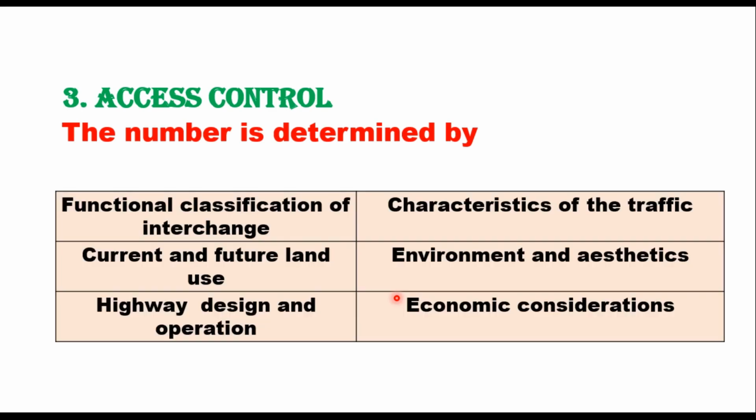The third is access control. Access control is established to preserve the safety and efficiency of a specific road having connection with the expressway, and the number of access points is determined by functional classification of interchange, characteristics of the traffic, current and future land use, environment and aesthetics, highway design and operations, and economic considerations. All these factors are considered while deciding the number of access control points.